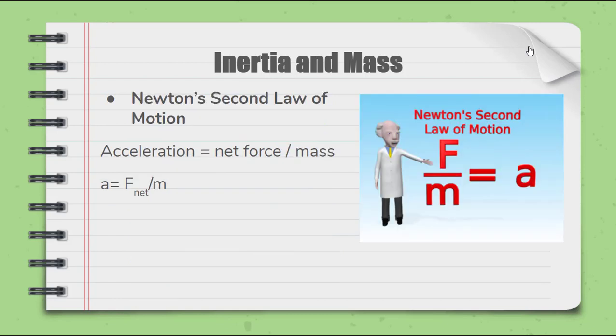So Newton's second law of motion can actually be written as an equation, where the acceleration of an object is equal to the net force divided by the mass. The force will be in newtons, and the mass will be in kilograms. The acceleration unit is meters per second squared.